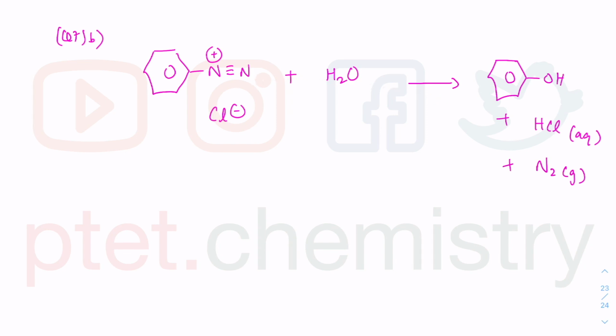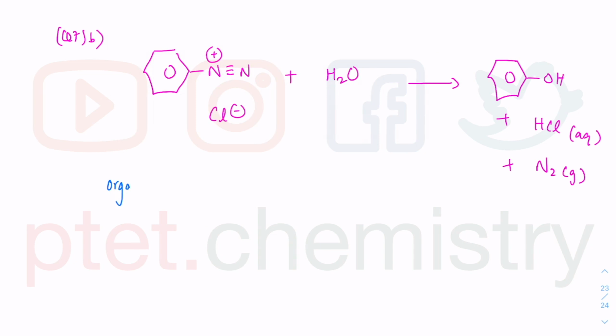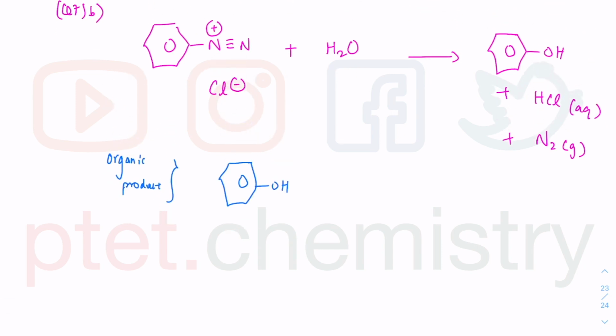They said draw the structure of the organic product. I have done the full balanced equation, but the organic product is definitely just phenol. So you just need to draw the phenol. My phenol is really ugly, so let me try that again. Still pretty ugly, but anyway, I'll live with it. That was B part 1.